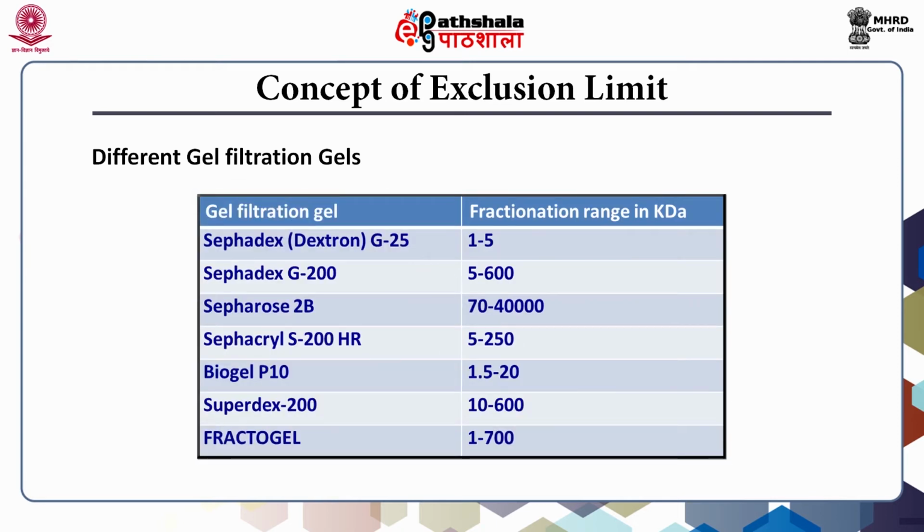In this slide, we are showing different gels which have different exclusion limits. For example, Sephadex G25. In this Sephadex G25, the fractionation range is 1 to 5. That means the molecules which have a molecular weight above 5 are excluded from entering inside the beads. That is why the molecules above the molecular weight of 5 can easily pass between the beads and elute out of the column very soon. So, this is one example of the concept of exclusion limit.